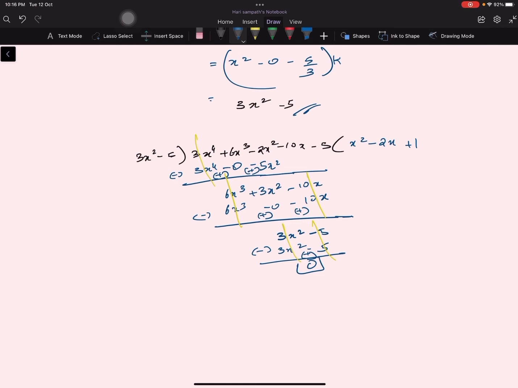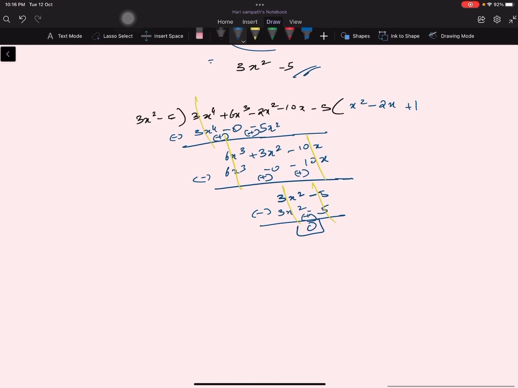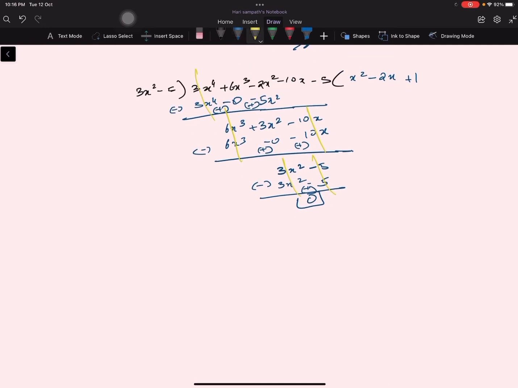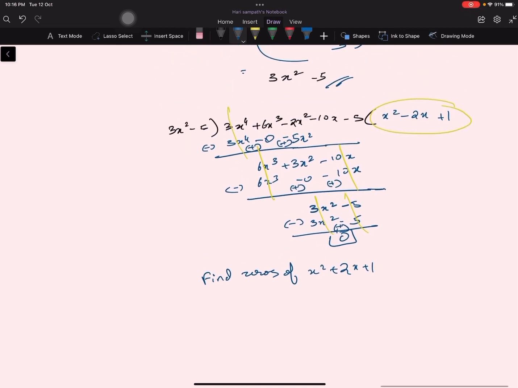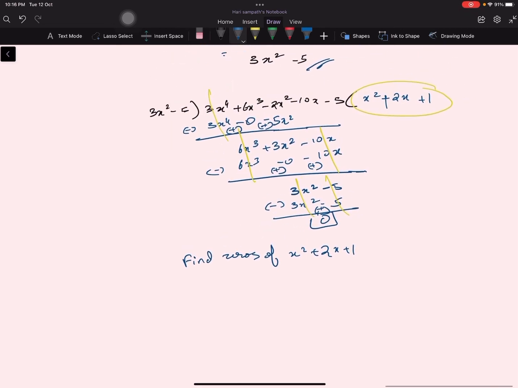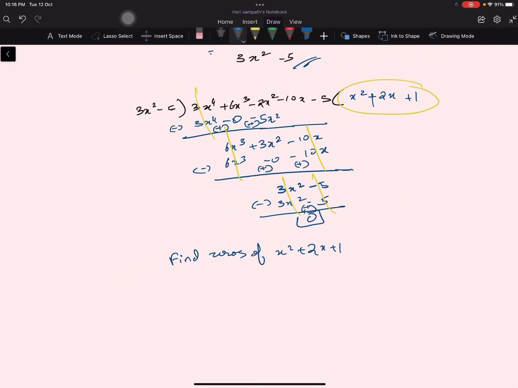And next, the equation we got is x square minus 2x plus 1. So we have to find zeros of x square minus 2x plus 1. x square plus 2x plus 1. It was plus, sorry. I multiplied it with plus though. Then I get 6x square, right? I get 6x square and I get minus 10. Yes, I was right.